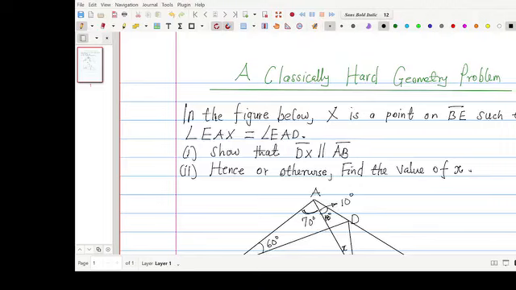Hello folks, you're welcome to a fascinating geometrical video. The title of this video is A Classically Hard Geometry Problem.